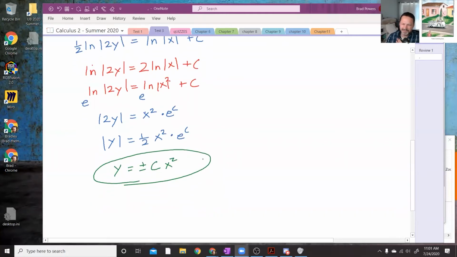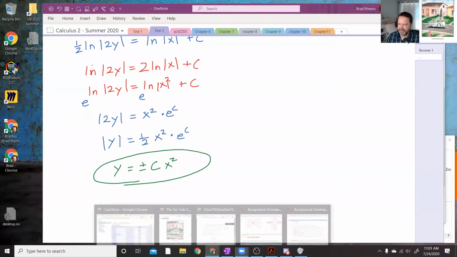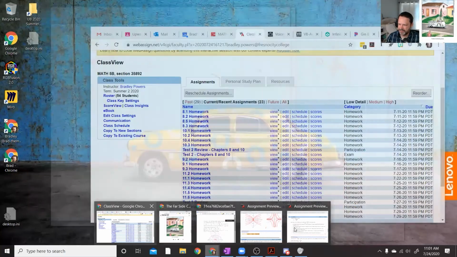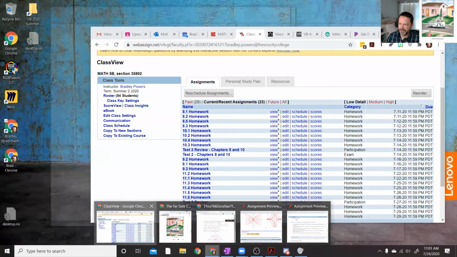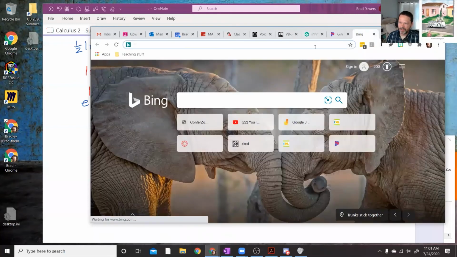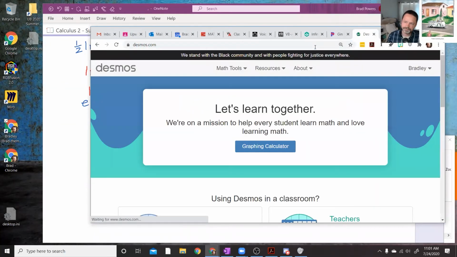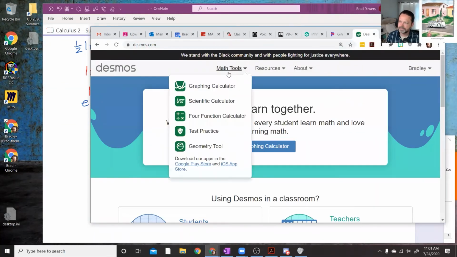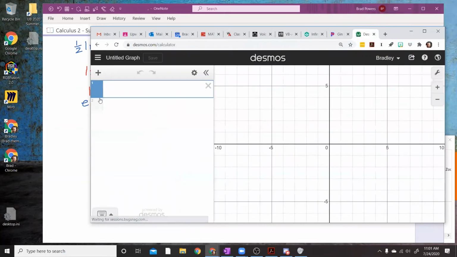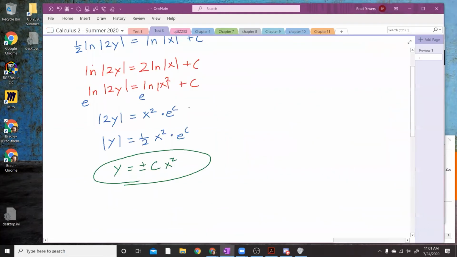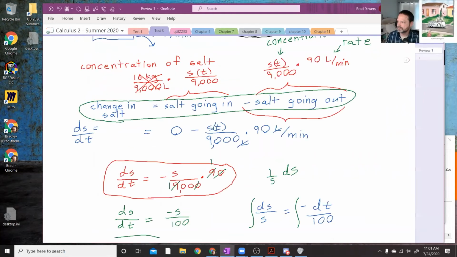Take that in. Would you like to see how this shakes out, like in Desmos? Would that help you guys to understand? Do you need a little visual for what orthogonal trajectories are doing? Yeah, it might be a little helpful, I think. Okay, well, let's do that.